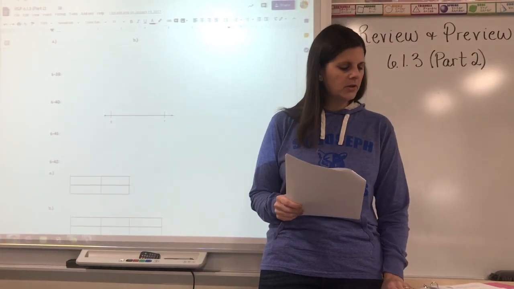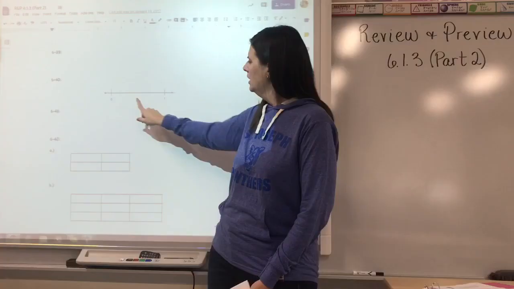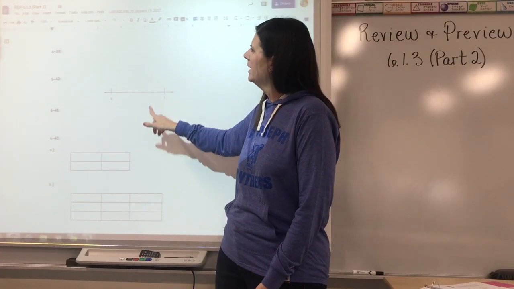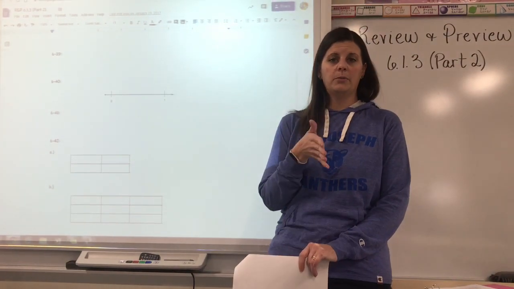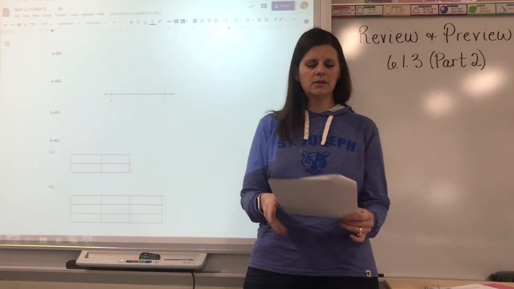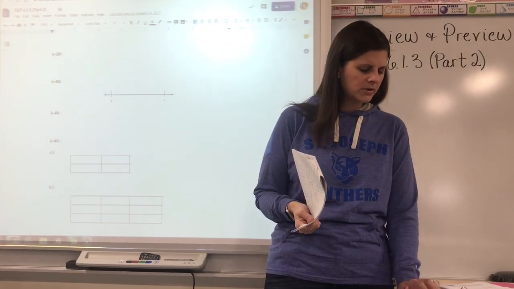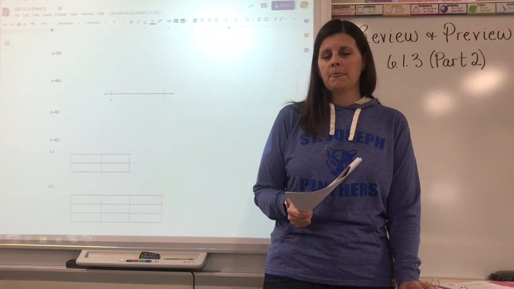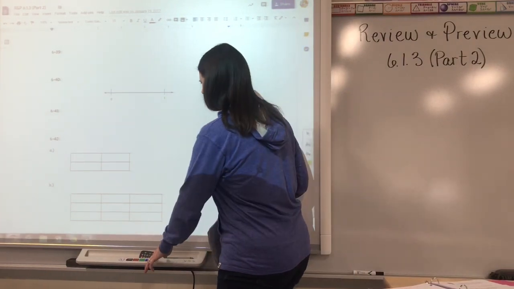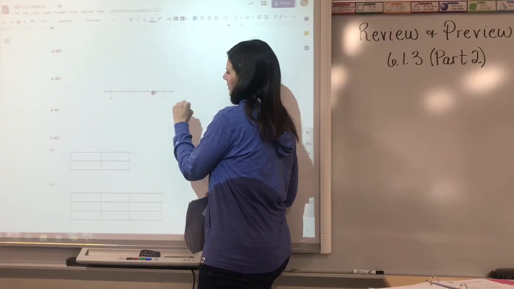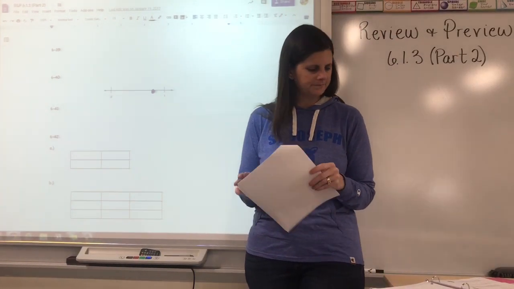For question 40, you are given several different fractions and you're asked to put them on a number line. Your number line has 0 and 1. One thing that might make it a little bit easier is to mark where the halfway point would be, so mark where 1/2 belongs. Some of these fractions may be easier to decide where they belong than others, so start with the ones that are easier, and then make sure you, like we've done in the past, put a point on the line and then label the fraction up above.